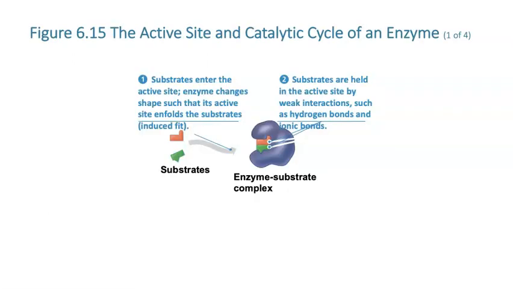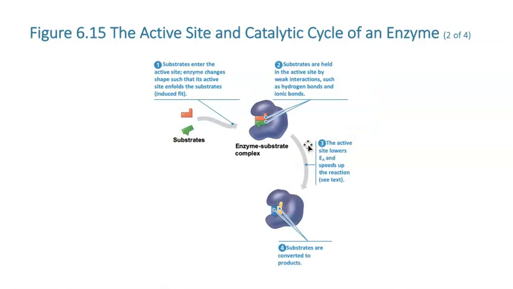Let's take a closer look at this, putting it all together. The active site is where the substrates are going to join, and here we have our substrates right here, the red and the green substrates. They're going to fit into the active site, which is going to cause that change in the active site. Here we've got some weak interactions going on. Hydrogen bonds, could be ionic bonds, something along those lines. That change in the shape of that enzyme, that's what's lowering that energy of activation. That's what's speeding up the reaction.